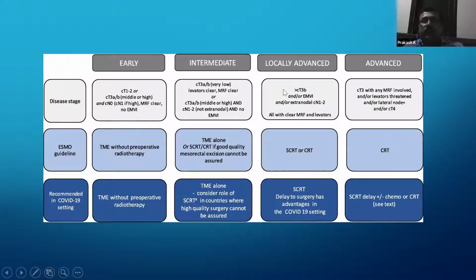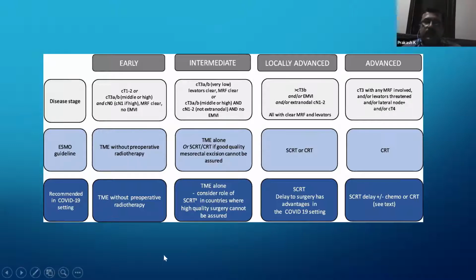But the moment you have a T3B, or if there is EMVI, or if there is extranodal disease, and if the mesorectal fascia is threatened or involved, or levator involved, definitely this patient should go for chemoradiation, either short course or long course. Our preference is always short course because most of our patients have bulky T3 plus disease, and there the tumor shrinkage, and they're happy with the long course radiation.